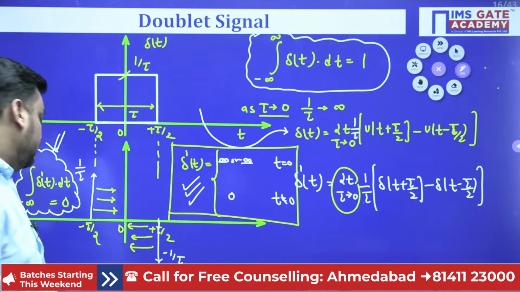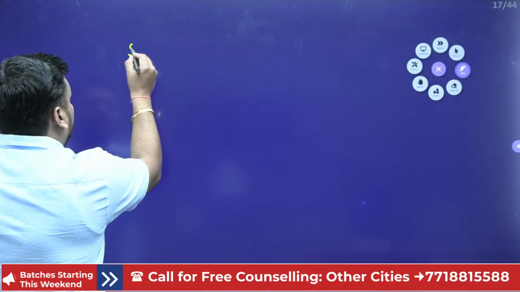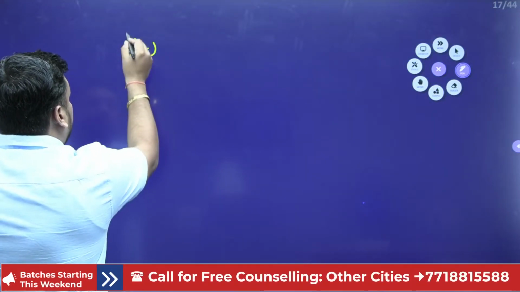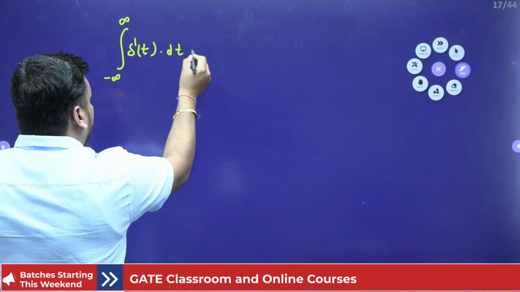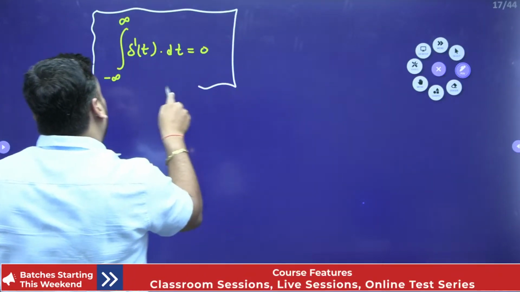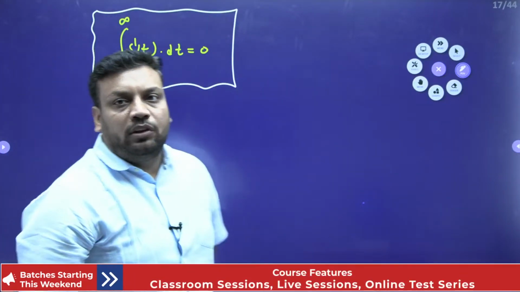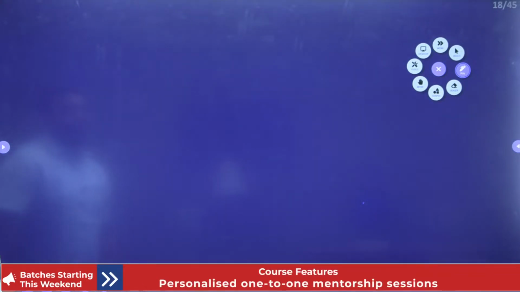Students, now I am making a conclusion that the doublet signal has area from minus infinity to infinity equal to 0 only. This is the important property for the doublet signal. Now we are going for the next upcoming properties for the doublet signal.